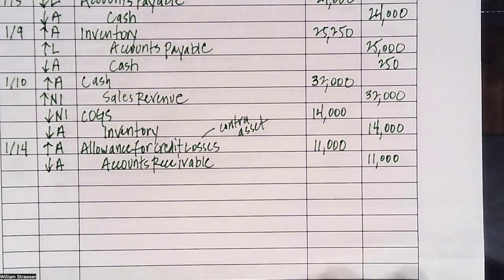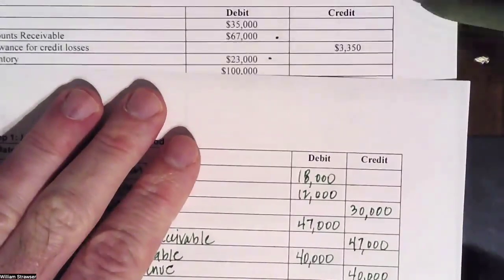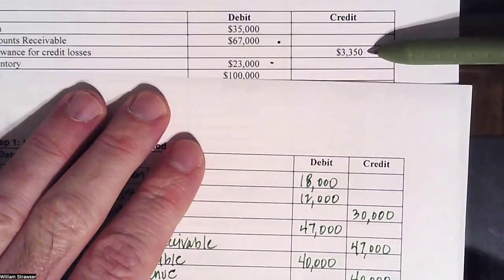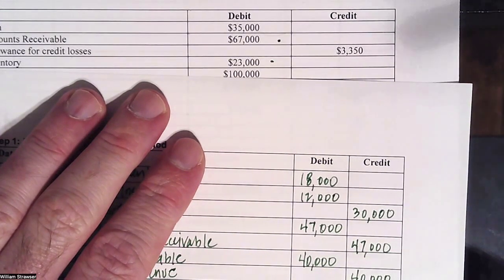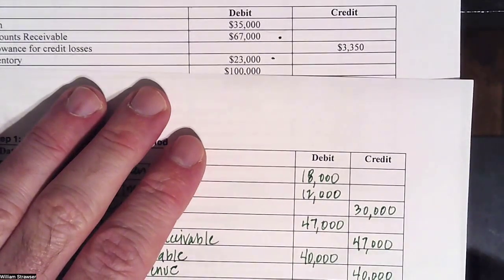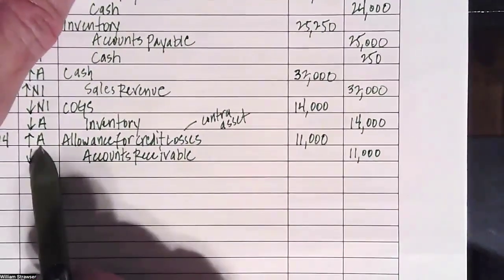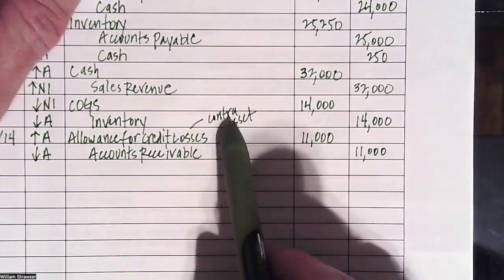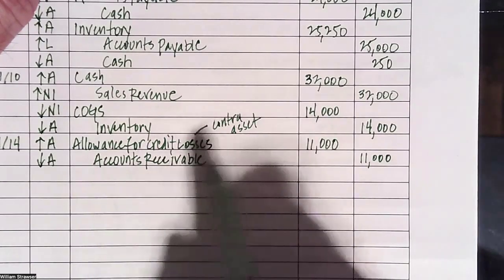because any balance in a contra asset, contra, right, means against, goes against. So if it has a balance, it means it is reducing my assets by 3,350. As I get rid of that balance, it is not reducing my assets as much. So I debit it by 11,000, that increases my assets. Contra assets, in terms of their effects, are just like asset accounts. When I debit them, assets increase. When I credit them, assets decrease.